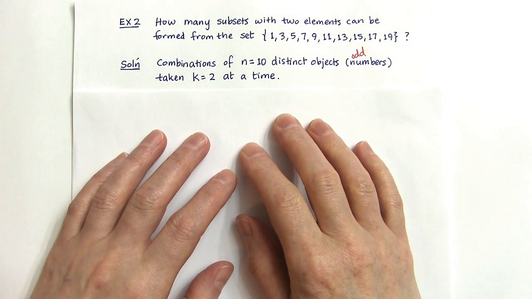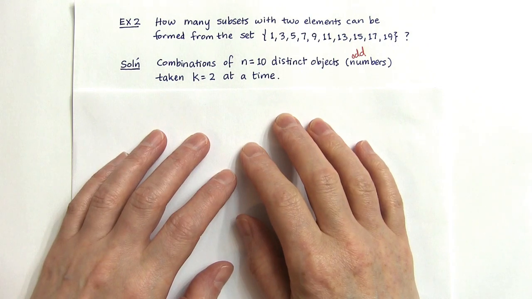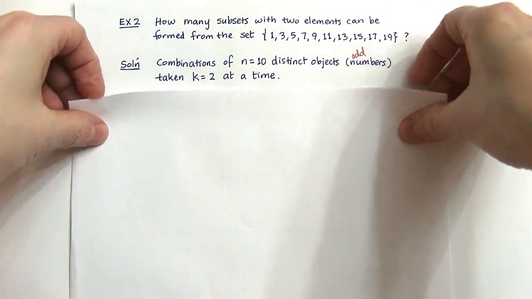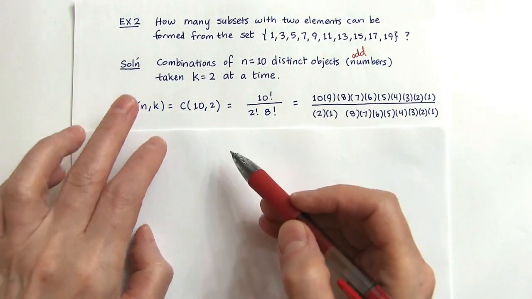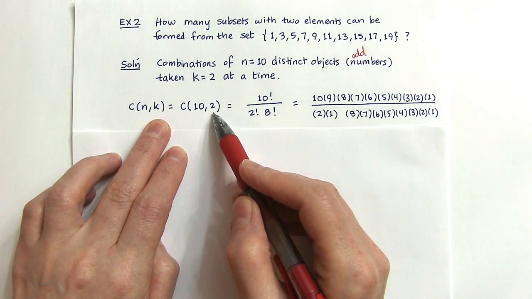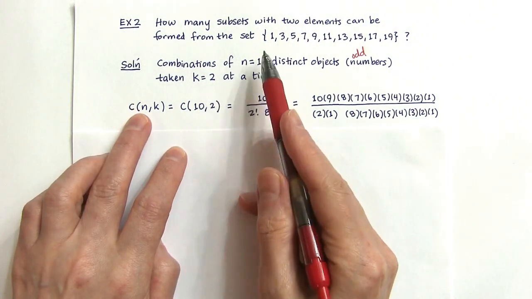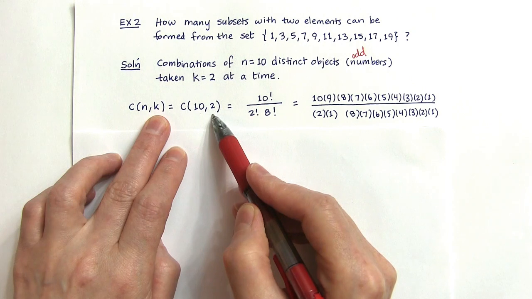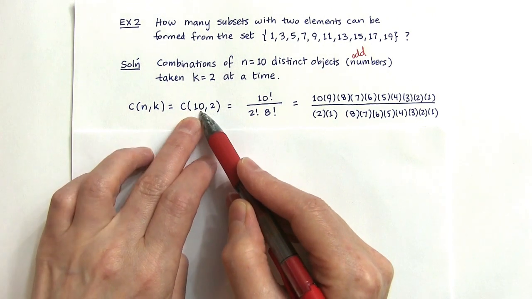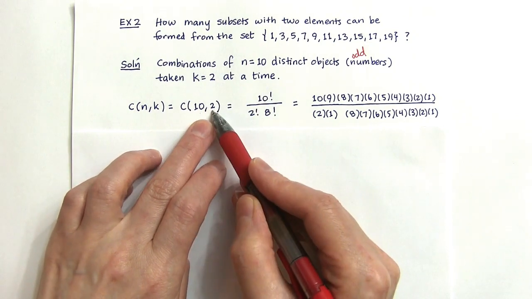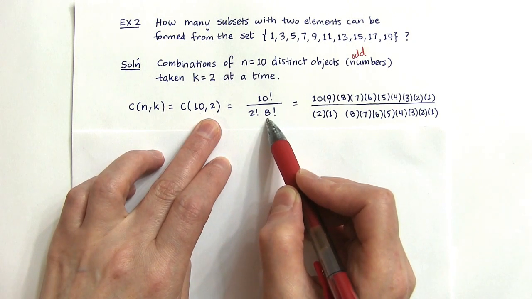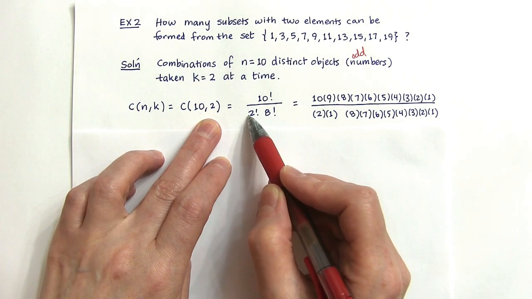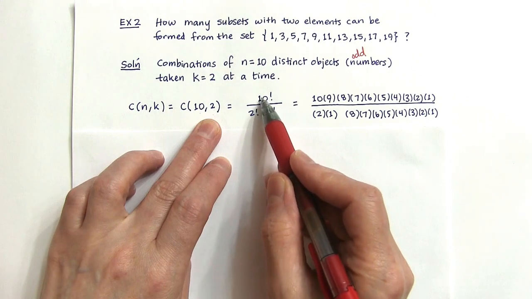And the answer again, we're just going to apply the formula like this. So n choose k is 10 choose 2 because n is 10 and k is 2. And the way that formula works, you put 10 factorial in the numerator and 2 factorial in the denominator, and then what else do we put? 8 factorial in the denominator, because 2 plus 8 is 10.